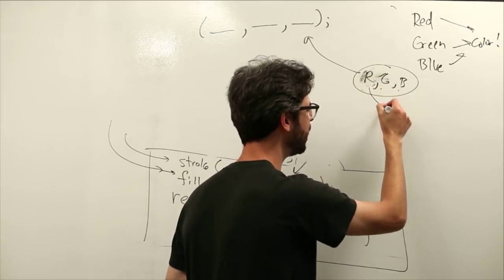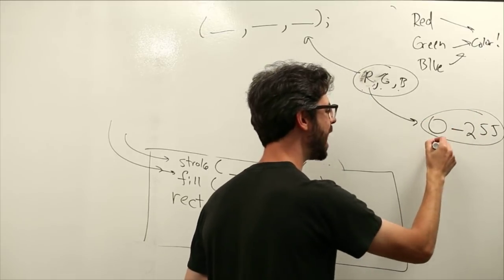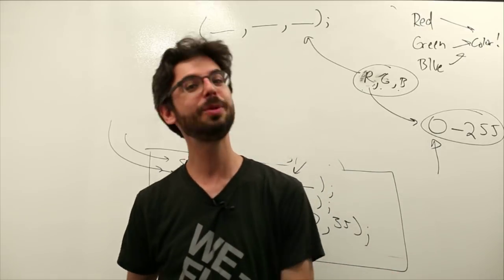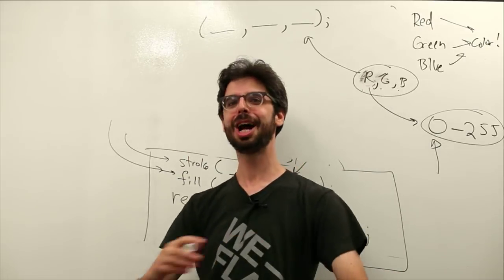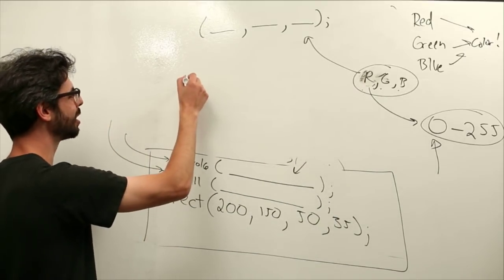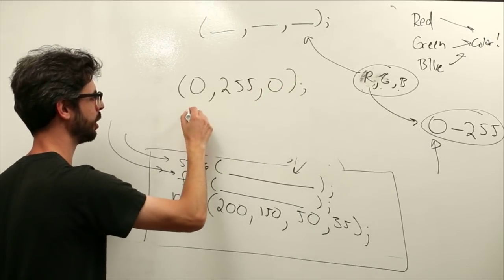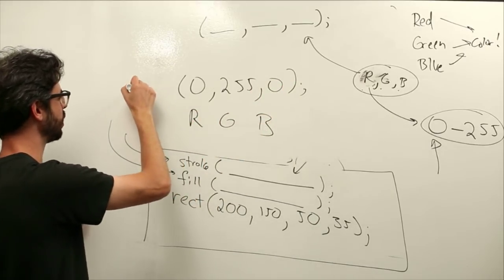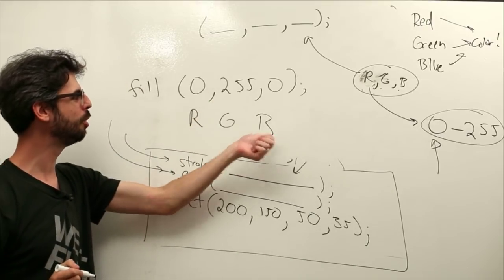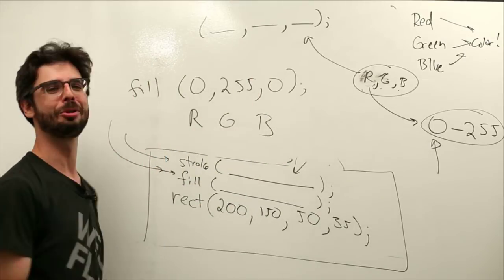The range for each one of these values is 0 to 255. If we say 0 red, that's no red. If we say 255 red, that's a lot of red. So what is this color: 0, 255, 0? This is RGB color, and we're saying the fill. Well, it's no red, no blue, but turn that green switch all the way on. So that's a green color, right?